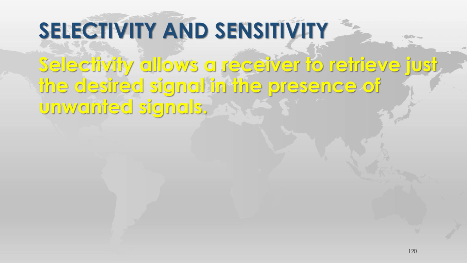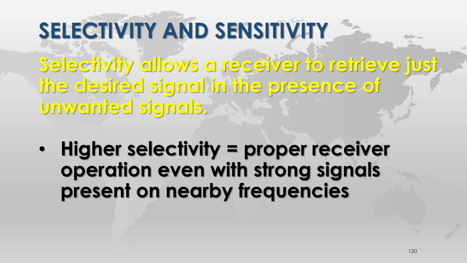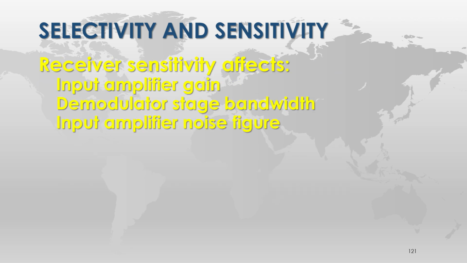Selectivity allows the receiver to retrieve just the desired signal in the presence of unwanted signals. So, got a bunch of noise, and here's the signal I want to hear, and that Baofeng may pick up all of that noise. And that may pick up less of that noise, and that one will zero in on it better. I don't know how well, but better. It's more selective. Higher selectivity is proper receiver operation even with strong signals present on nearby frequencies. Receiver sensitivity affects input amplifier gain, demodulator stage bandwidth, and the input amplifier noise figure. That's the question.